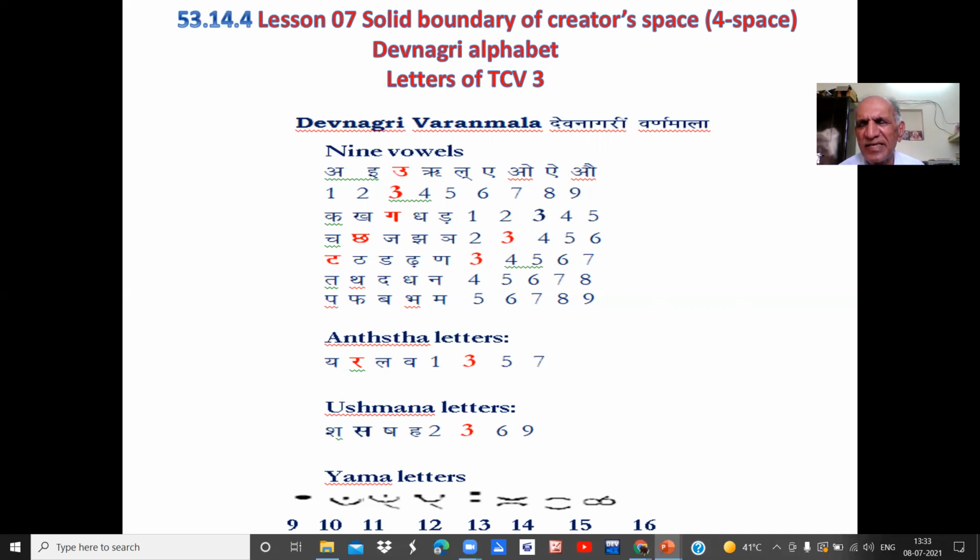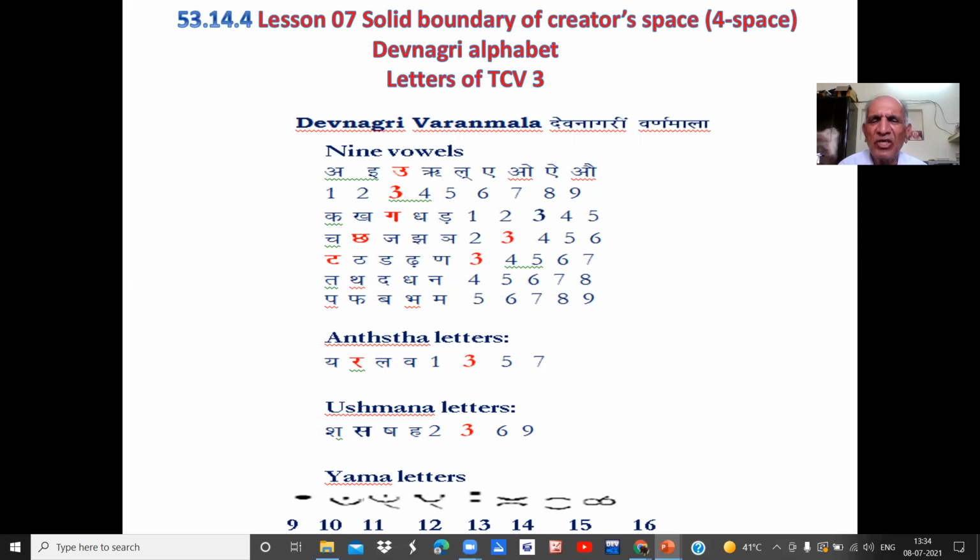These 6 letters of Devanagari alphabet are of TC value 3, and as such parallel, they are of 3 space format. 3 space as vowel is a dimensional frame. 3 space as third letter of first Varga is a 3 space domain. 3 space as second letter of second row is a 3 space as a boundary. 3 space as first letter of the third row is a 3 space as dimension.